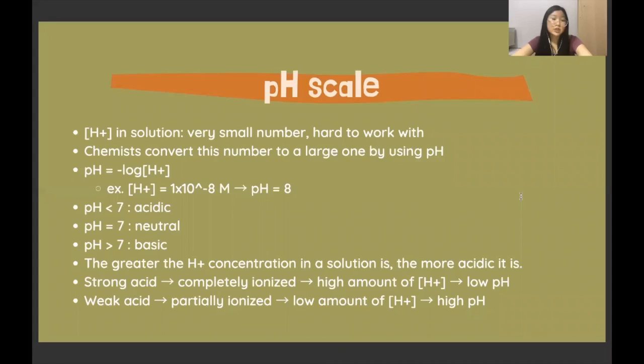If you have a pH less than 7, that substance is acidic. If it equals 7, it's neutral. And if it's greater than 7, then it's basic. The greater the hydrogen ion concentration in the solution is, the more acidic it is. So when we have a strong acid that's completely ionized, which means there's a great amount of hydrogen ions present, there is a low pH since they're inversely proportional. And similarly, when you have a weak acid that's partially ionized, you have a low H plus concentration, and so you have a high pH.